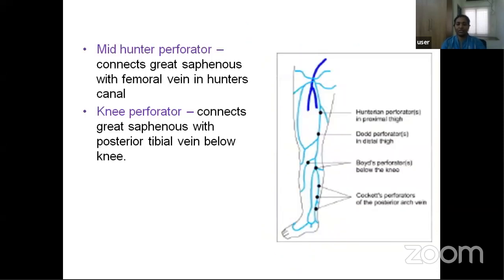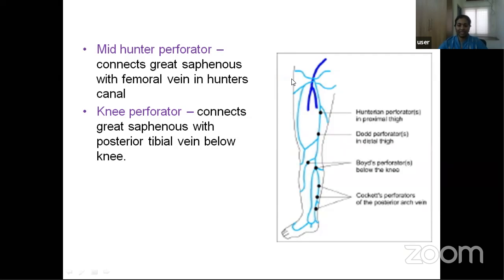So first coming to the thigh perforator, which is also called the mid-hunter perforator. The mid-hunter perforator is connecting the great saphenous with the femoral vein in the hunter's canal. I hope we know the hunter's canal. Hunter's canal is also nothing but the adductor canal, which is present on the medial side.